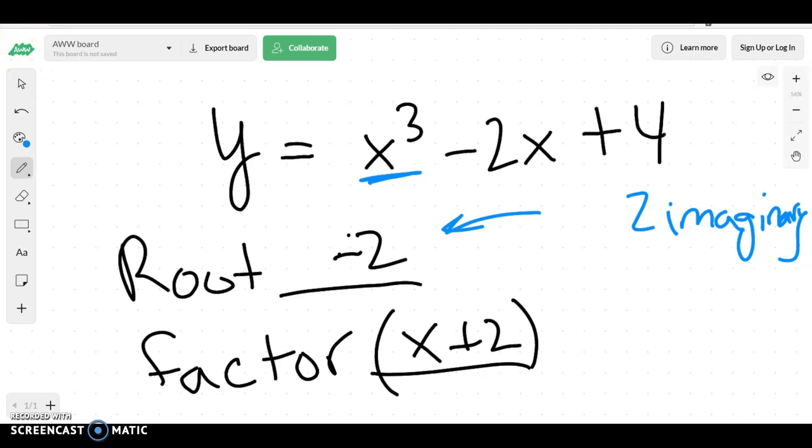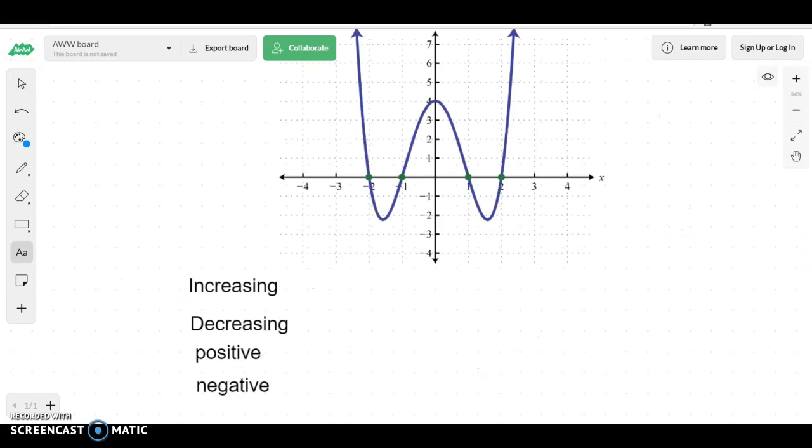Let's go through one last topic. Okay, so the last thing we're going to touch is talking about increasing and decreasing and then positive and negative. So here's the first thing I'm going to do. Oops, if I get my pen. We're going to find out where this thing is increasing. So I just look where the graph is going up. So it's going down here. It hits at this point right here. And then it's going up till it gets to there.